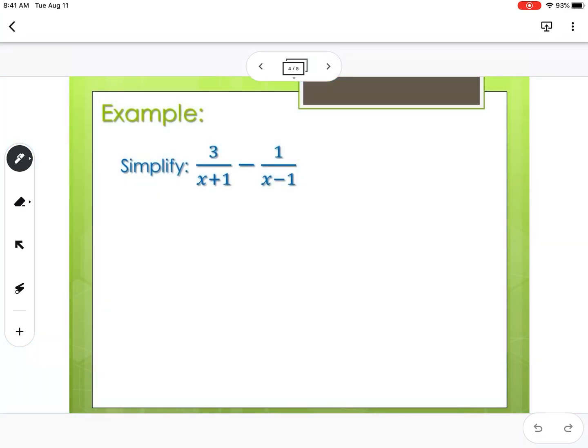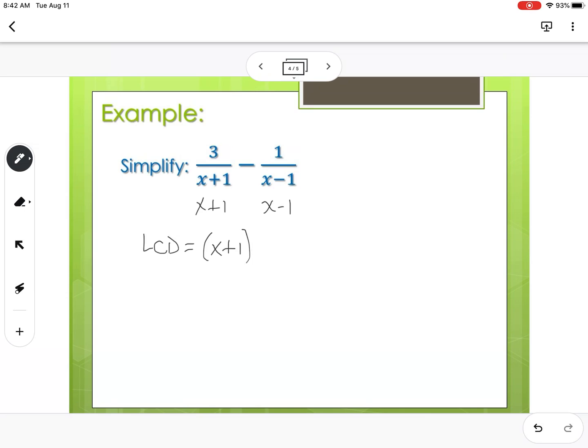Here's example number 2. Now I have groups on the bottom, so that's going to make it a little bit more difficult. So I want to factor each denominator. Well, I can't factor x plus 1. I can't factor x minus 1. Now I want to make my LCD. So I want to bring down the whole first denominator.